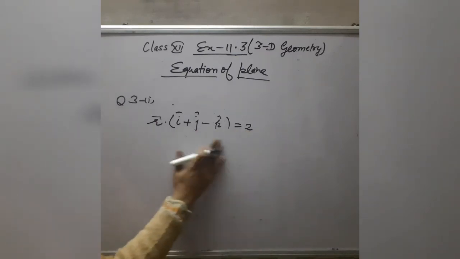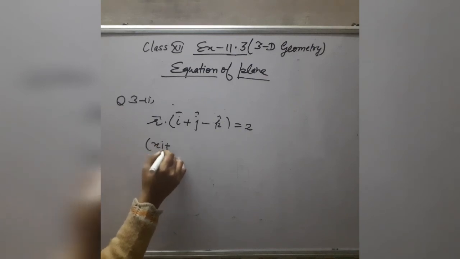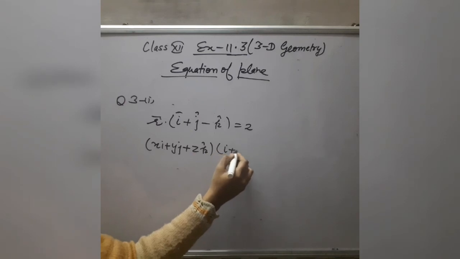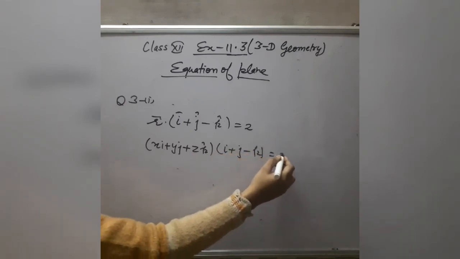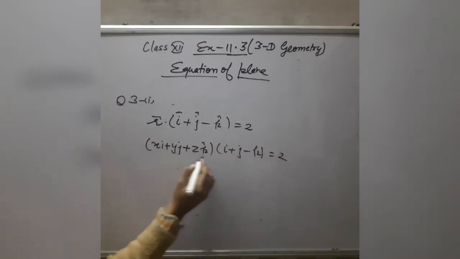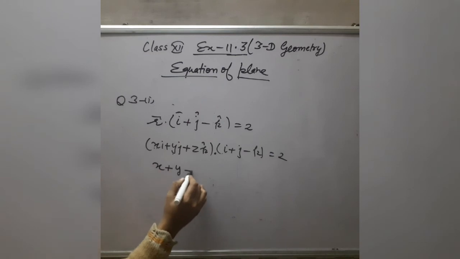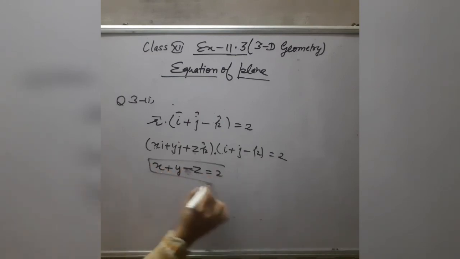So now this r vector can be written as xi + yj + zk, and (i + j - k) equals 2. When you take this dot product, the i component is multiplied with i: x into 1 is x, y into 1 is y, plus z into -1 is -z, equal to 2. This is the equation of a plane in vector form. So in this way, from vector form you can find out the Cartesian form. Clear?